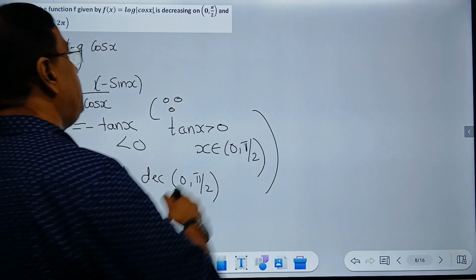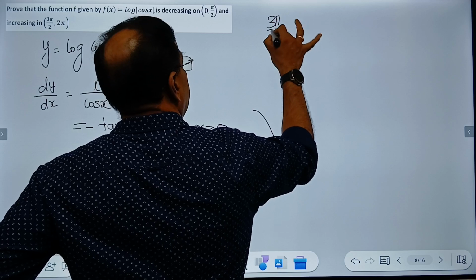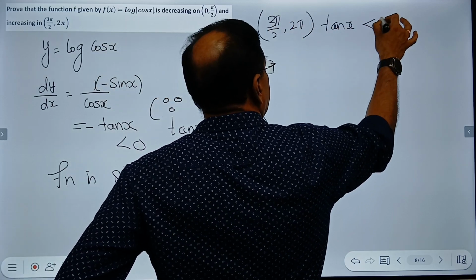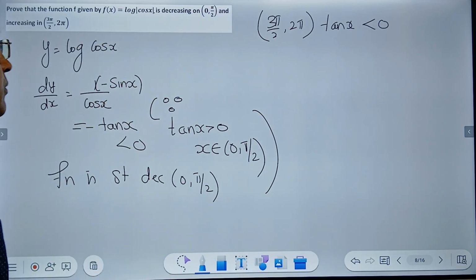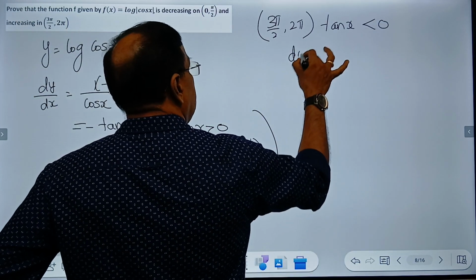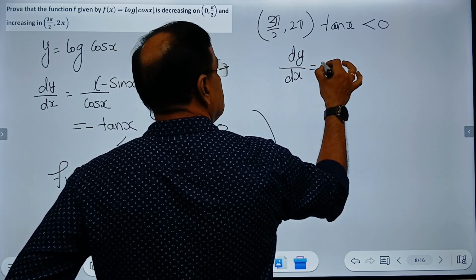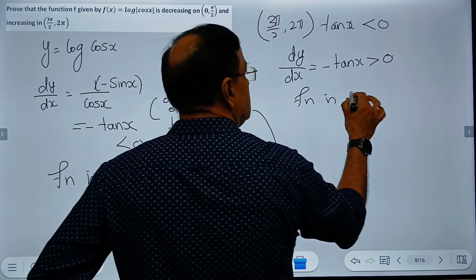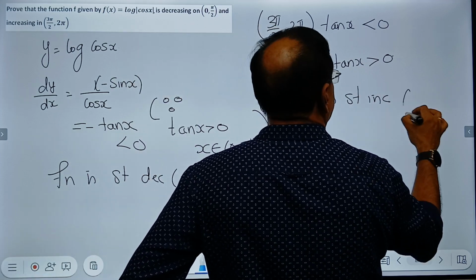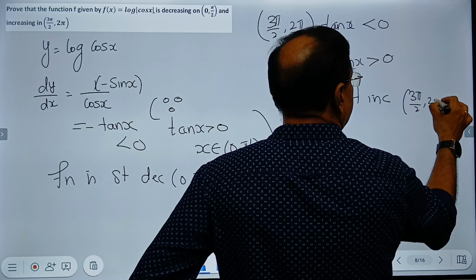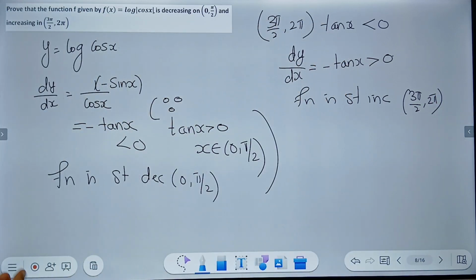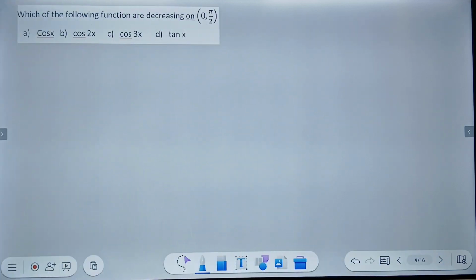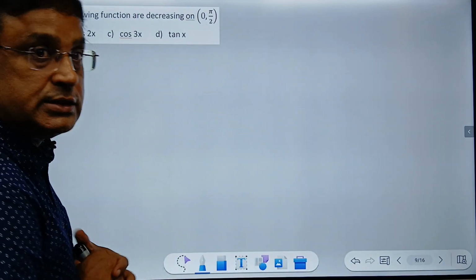Now if you go to 3 pi by 2 comma 2 pi, definitely tan x is negative. Why? In the fourth quadrant, tan is negative. If tan is negative, your dy by dx equal to minus tan x will always be positive. So I can say the function is strictly increasing in 3 pi by 2 comma 2 pi. Very, very simple question. Straightforward, simple problem, isn't it? Now let's go to the next problem. All of these are NCERT questions.